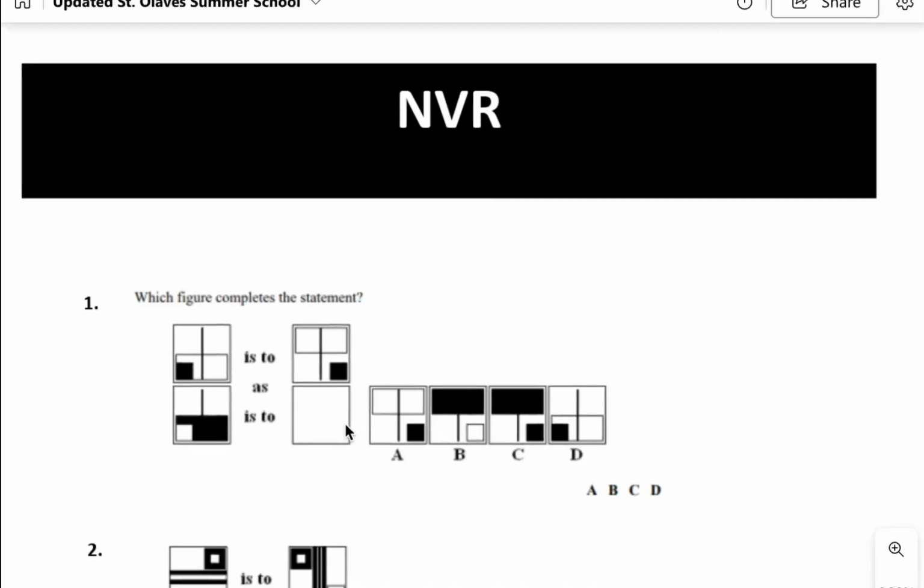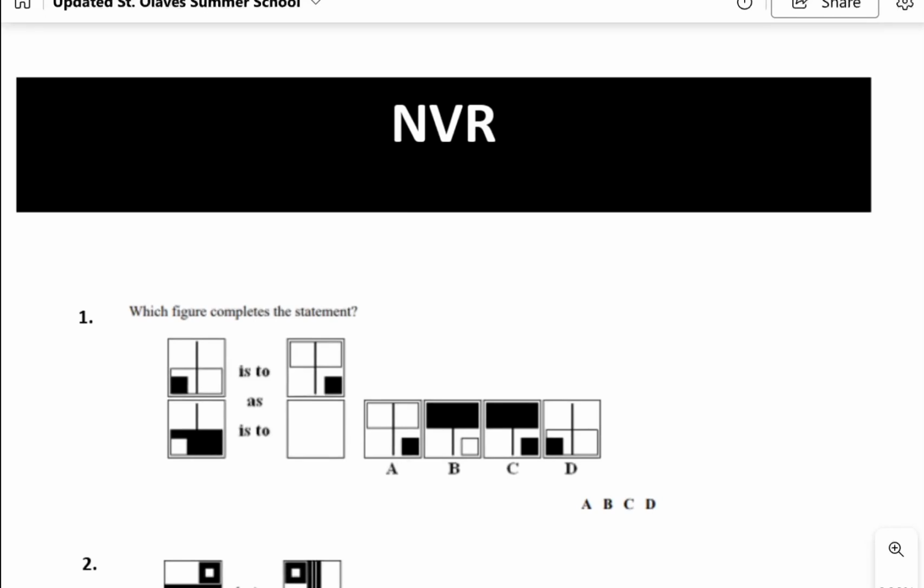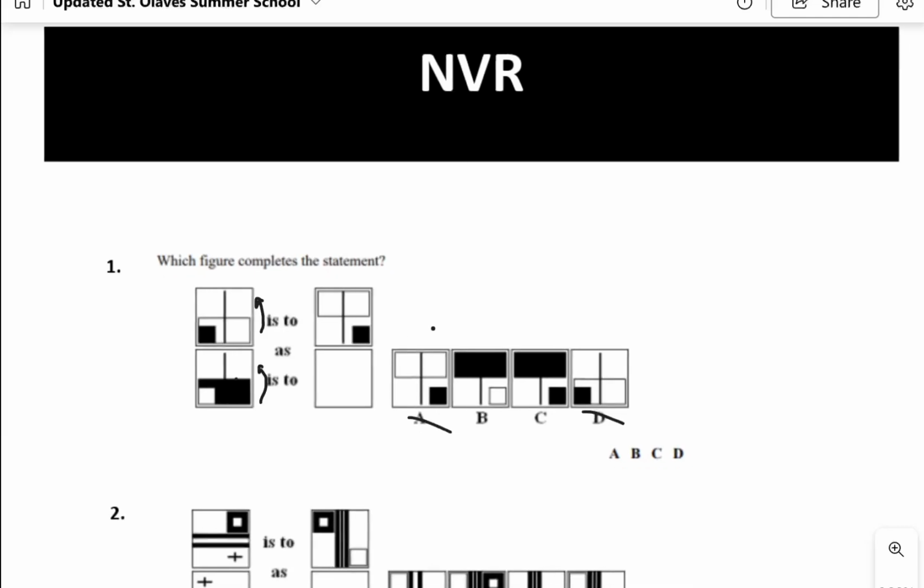We have the NVR section. We're doing analogies, and so for this first one, we see that this block over here goes above. This block here will go there, and then that means this black block will go up there, which means that we can cross out A and D. And if the black square is on the left, then it will go to the right. So white square on the left, it will go to the right, and the only one that fits is B.